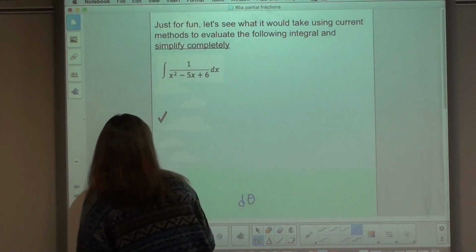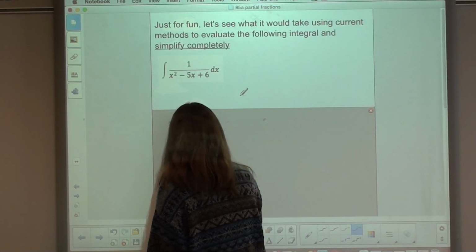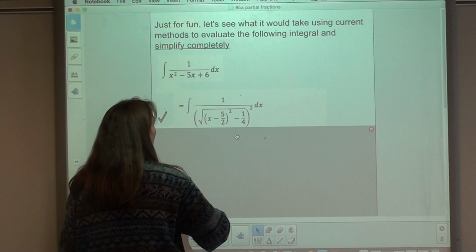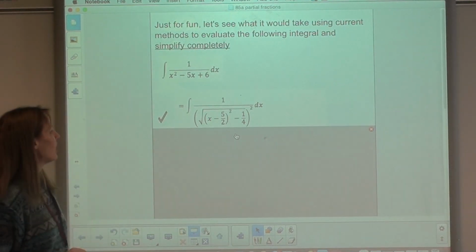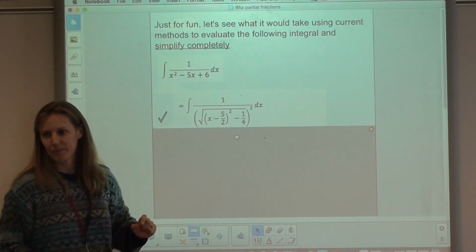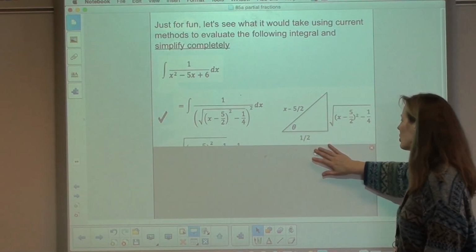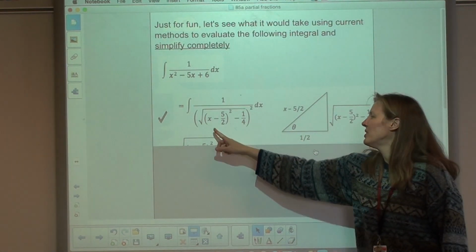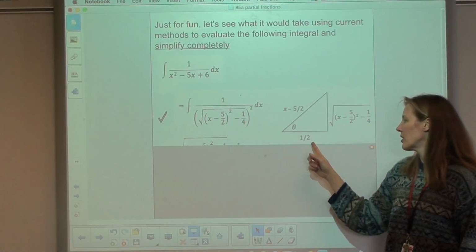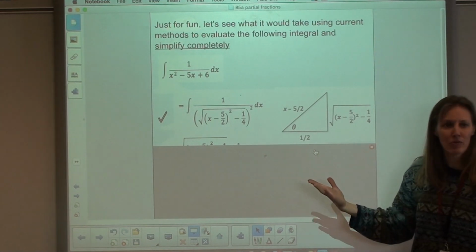Great minds think alike, because that's what I did. I took the integral, completed the square, and then took the square root and squared it. Now I can apply some trig substitution. So I drew a triangle, and this term, the first term squared, becomes your hypotenuse. Put the number on the bottom, put the root on the other side, and then start solving for trig functions.